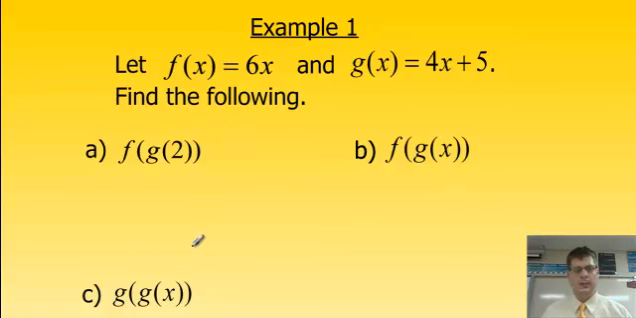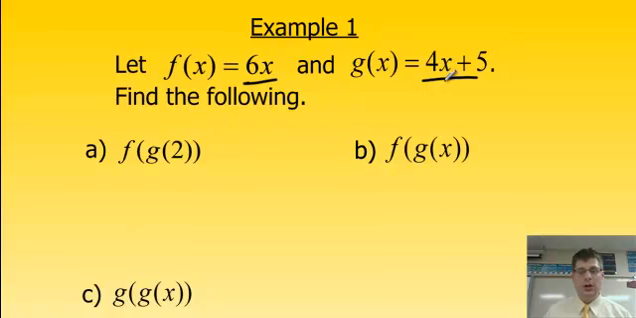In this example, we have two functions, f of x equals 6x and g of x is equal to 4x plus 5. We want to find f of g of 2. That's how we say that. 2 is being inputted into function g, and then whatever that result is going to be input into the f function. So we work it inside out, just like we do with nested parentheses.